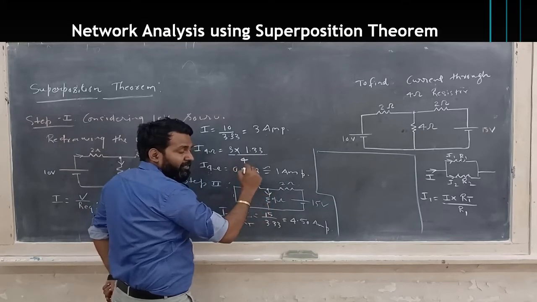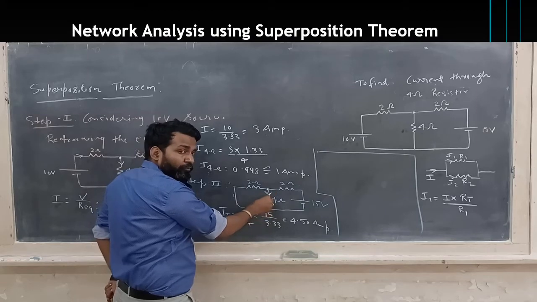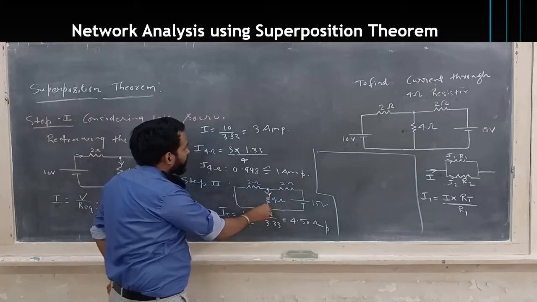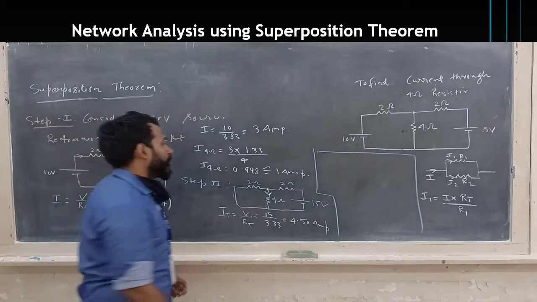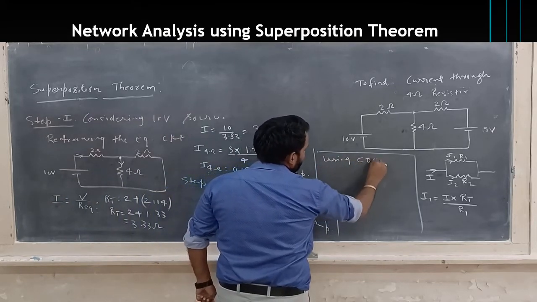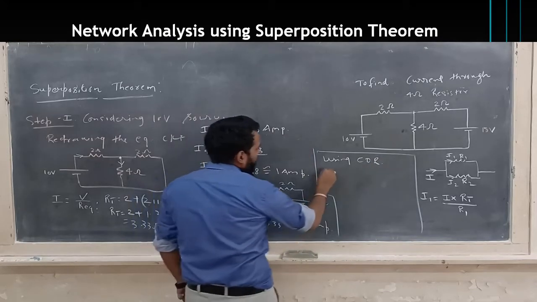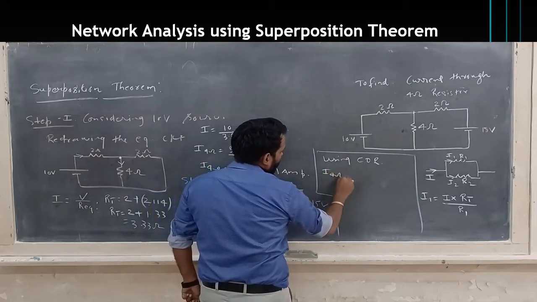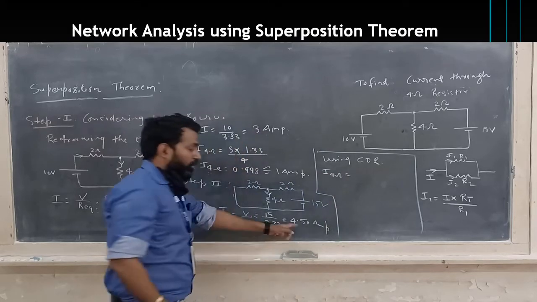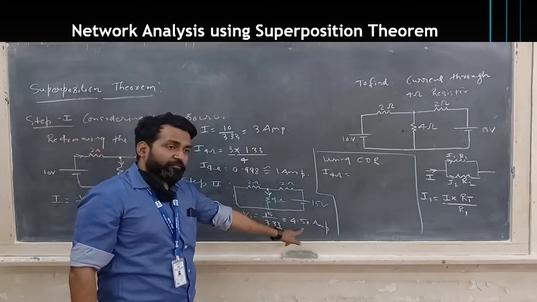What you need is the current through the 4 ohm resistor. So using series, I through 4 ohm is nothing but the total current. Total current is 4.50. Yes or no? Yes. Total current is 4.50.